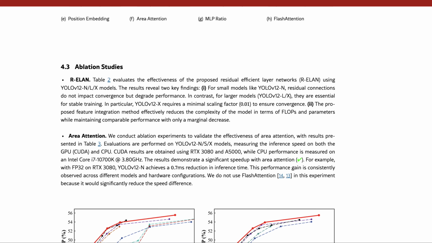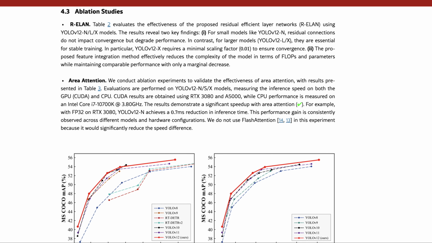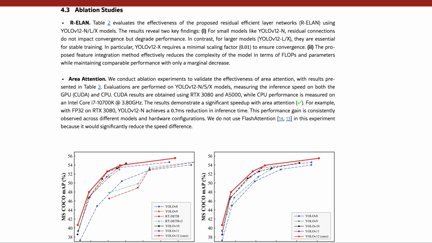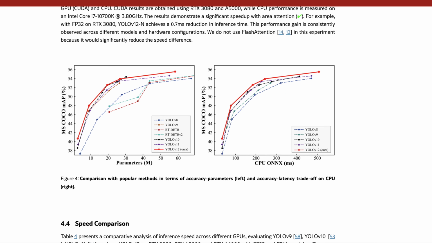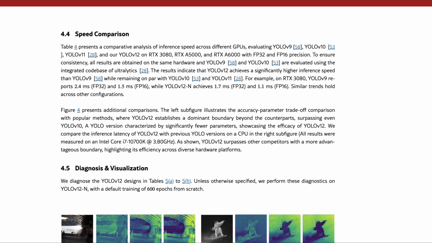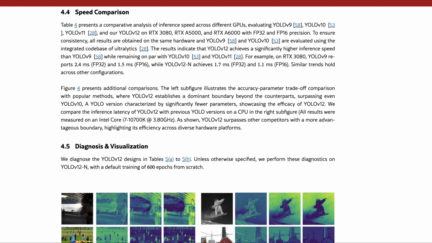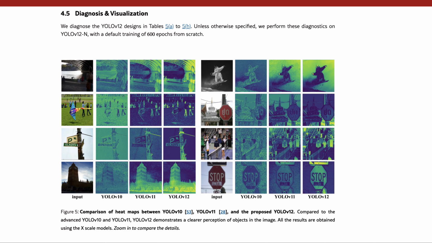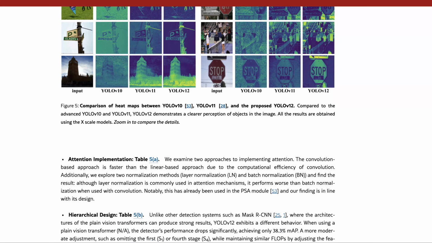We've already talked about the ablation studies. Feel free to explore the full details if you're curious. The key takeaway is that the authors validated the effectiveness of their design choices, including both residual ELAN and area attention, across different model sizes. In terms of speed, their results show that YOLO12 performs very well, even surpassing other models when using flash attention. Lastly, in the attention visualizations, we can see how the model benefits from area-focused attention, achieving stronger focus on relevant regions and sharper perception of objects and boundaries. And that pretty much brings us to the end.